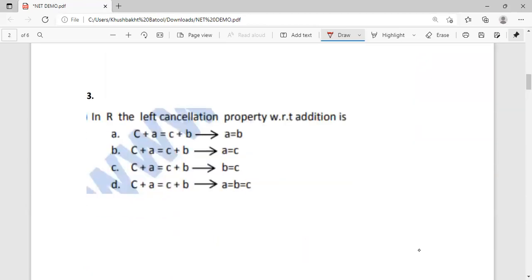Question 3. Okay, this is the third question. In R, the left cancellation property with respect to addition is... Now let's just understand this question first, okay? Again, when I was in A levels, I did not know about these properties. Everyone knows that if we have A plus B equals A plus C, I can cancel these two A's and I would get B equals C. But I did not know at that time that this is what the left cancellation property is.